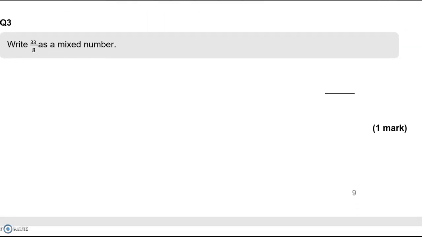Question number 3, write 33/8 as a mixed number. So first we'll find out how many 8s fit into 33, and that is 4 of them, because 4 times 8 makes 32, and then there is 1 left. So 4 and 1/8 is the answer.